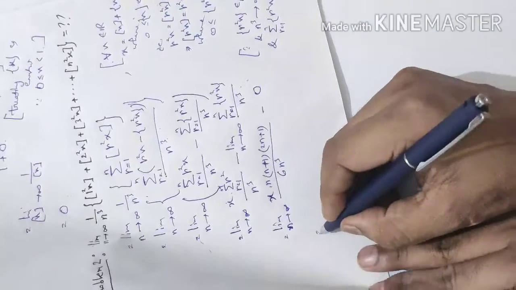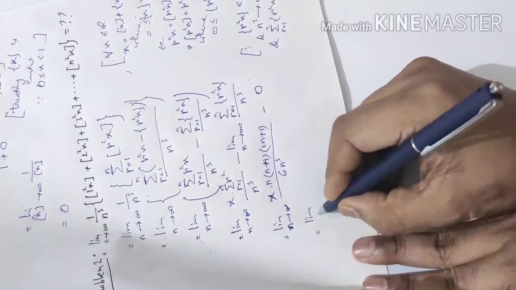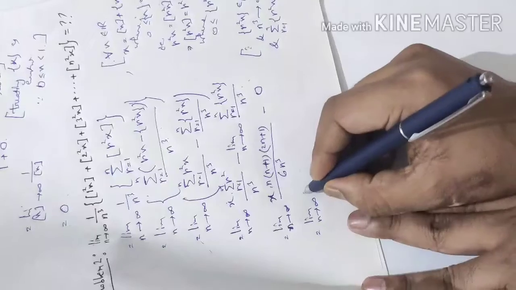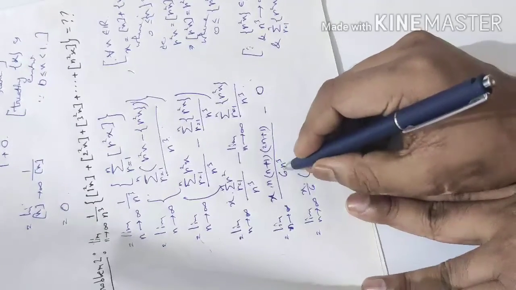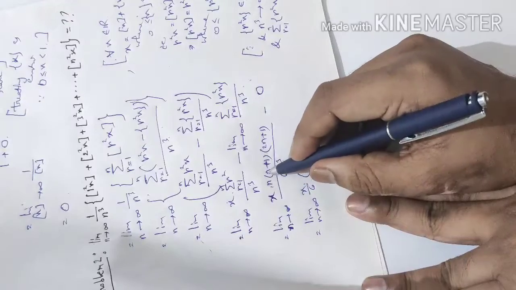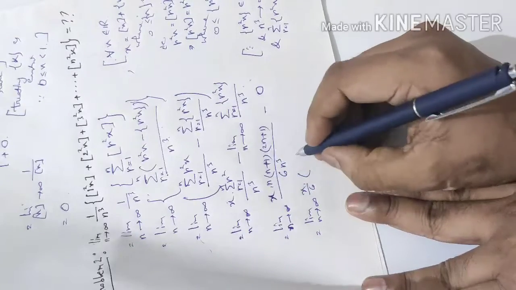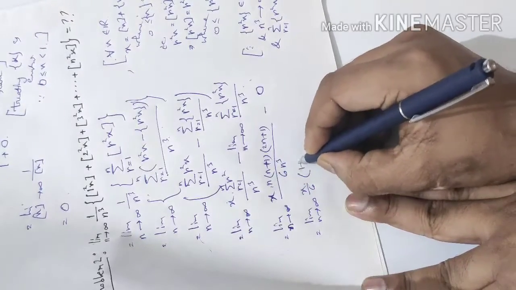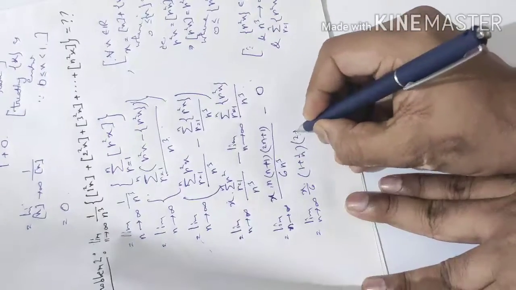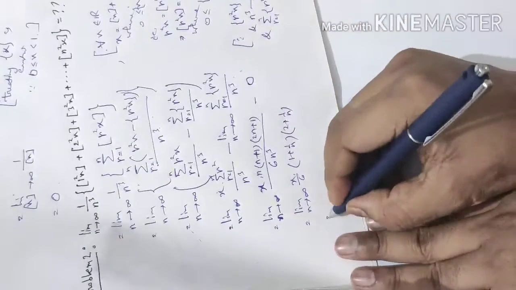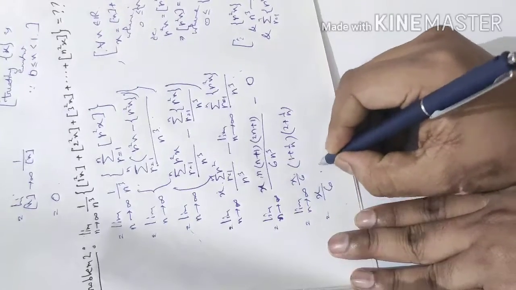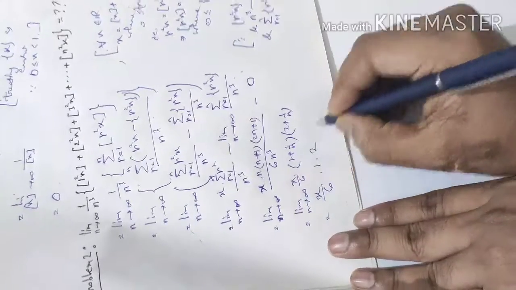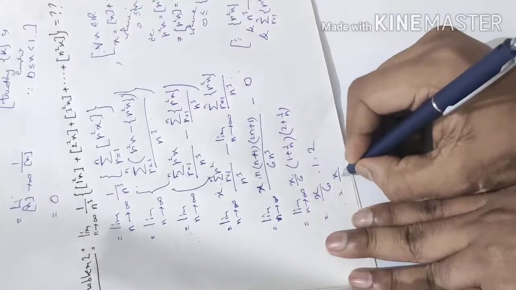And this is equal to limit n tending to infinity of x by 6, dividing by n here, also dividing by n, and this also dividing by n, 1 plus 1 by n, 2 plus 1 by n, and this is equal to x by 6 times 1 into 2, that is x by 3.